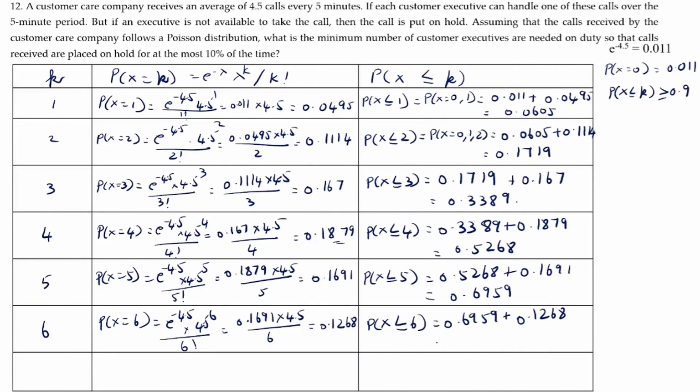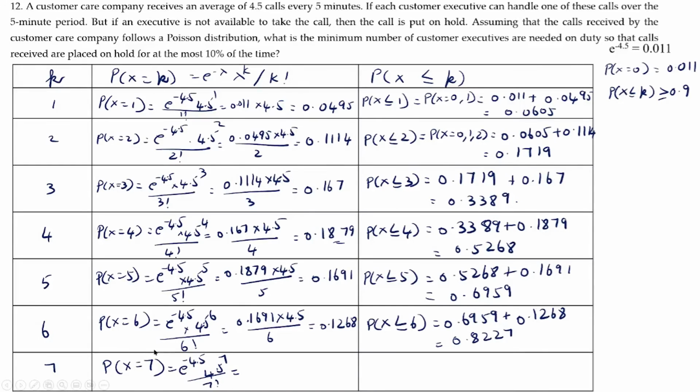0.1268. Now let us check whether at least this is more than 0.9. This when we add, we get 0.8227. Again, it is not more than 0.9. Now let us try for k equal to 7. Probability of x is equal to 7. It is e raised to minus 4.5, 4.5 raised to 7 upon 7 factorial.